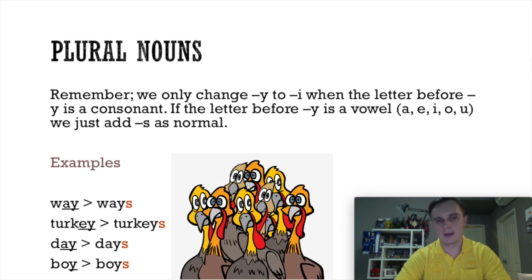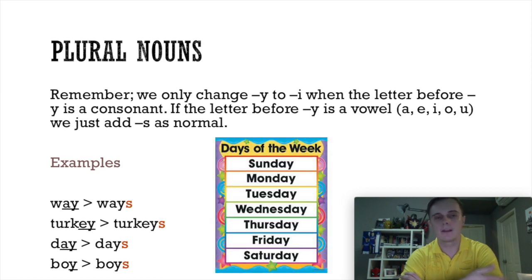Turkey, like a bird that you eat at Christmas or Thanksgiving, ends with EY. So no consonant, just a vowel E, add S as normal. Day, this is a day, there are 7 days in a week, it's just a normal noun. You don't change Y to I and then add ES. I've seen lots of people do that. They've seen the word day, they've seen it ends with a Y, and they've thought, oh, I need to change Y to I. You don't need to do that.